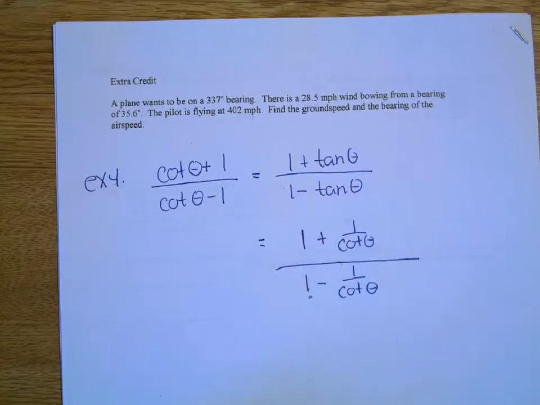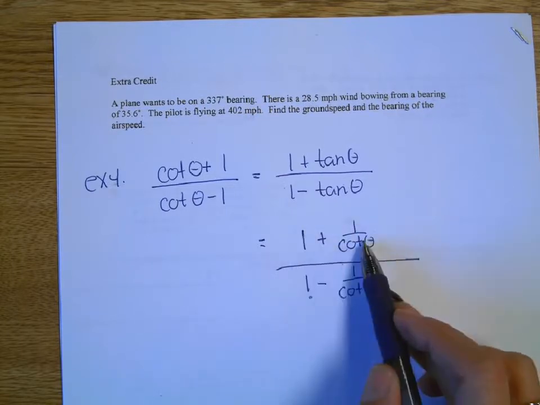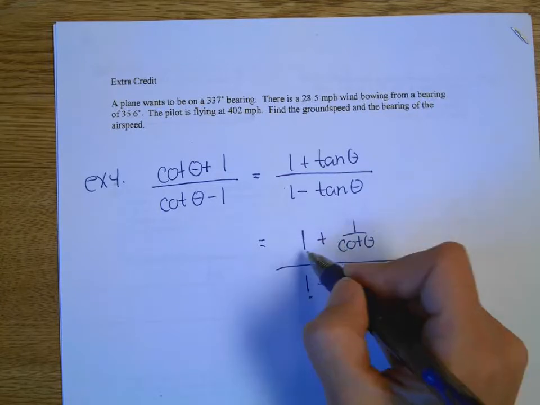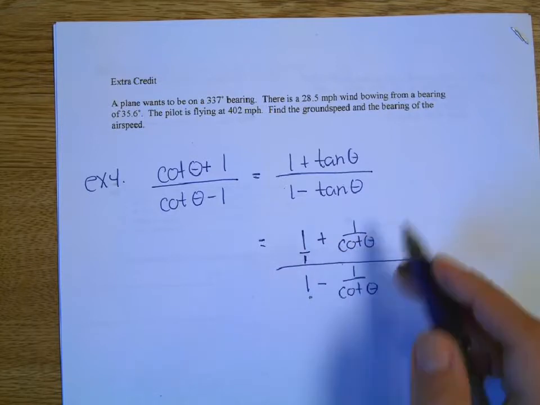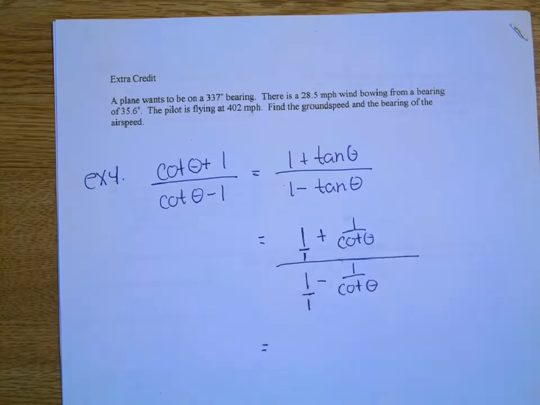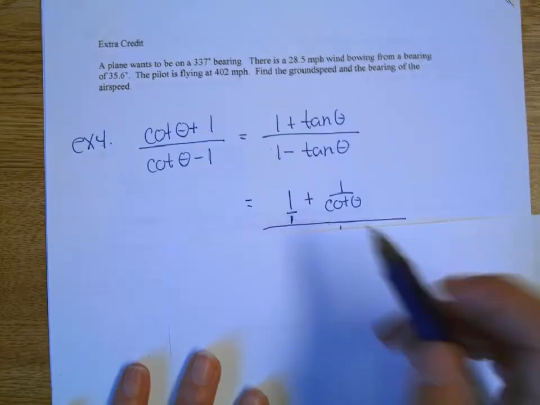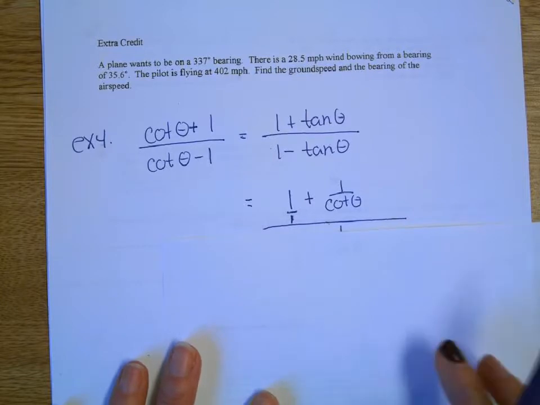Okay. Now I at least have cotangents. But what I've got happening now is I've got a fraction in my numerator. So, I want to make this 1 over 1. So I've got a fraction plus a fraction. Do the same thing in the denominator. Okay, so forget about the denominator for now. I'm going to cover that up. I would like to add these together. What do I need in order to add those together? Common denominator.